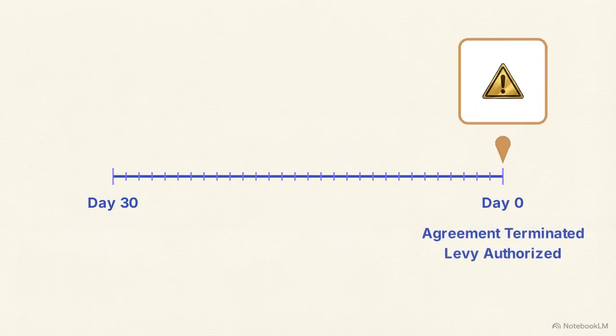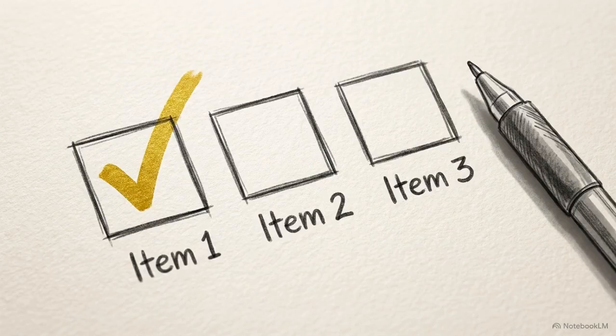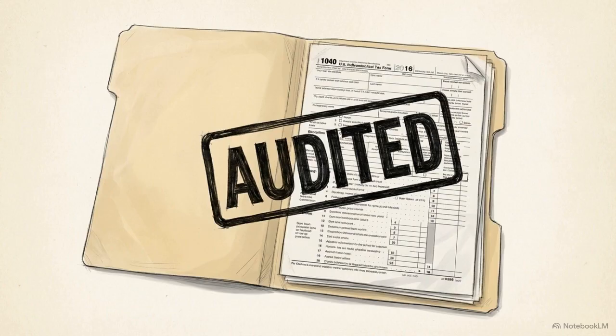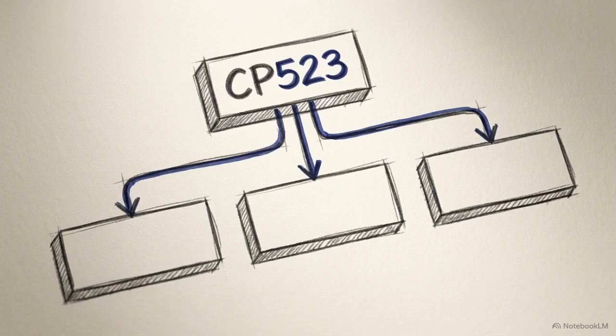At day 0, the agreement is terminated. At that point, the IRS is authorized to levy bank accounts, wages, and property. Within this window, a practitioner must execute a specific sequence: identify the exact cause, cure the default, and request reinstatement or an alternative resolution. We are going to analyze 3 distinct default scenarios: a medical hardship, a new tax liability, and a second default, to map the correct response protocols.